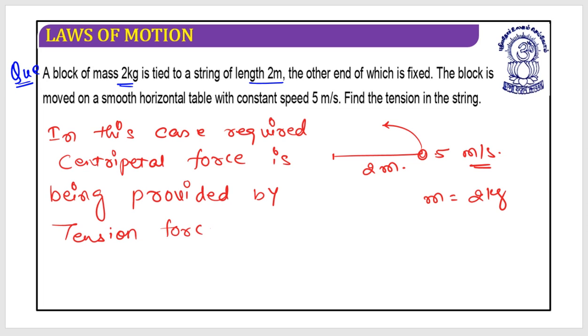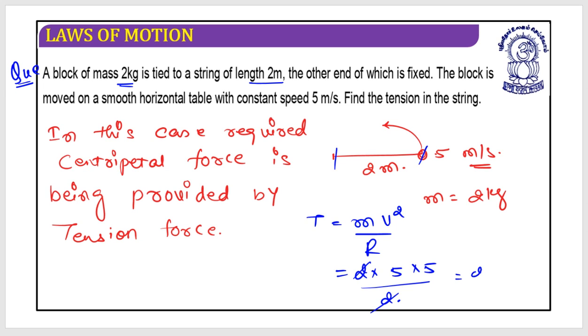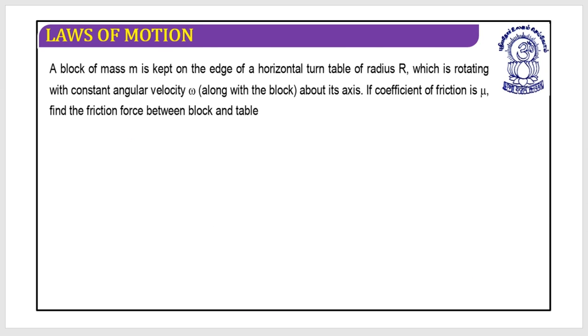As tension provides the centripetal force, we can have T equals m into v square divided by r. The mass is 2 kg, velocity is 5 meter per second. It's 5 into 5 divided by 2, the length, which is the radius of the circle. It's 25 Newton. I hope these things are clear. Is it clear? Great. Ready for the next question? Let's have a look.